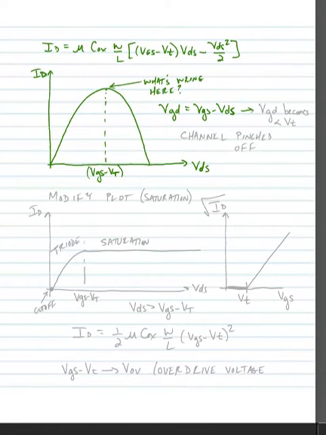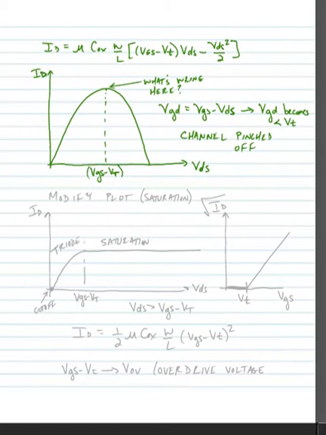And at the end of the channel, near the drain, VGD becomes less than a threshold voltage. And we know that in order for the channel to be open, we need to have the gate to drain voltage being greater than that threshold voltage. So here the channel is pinched off, and current no longer depends on VDS.